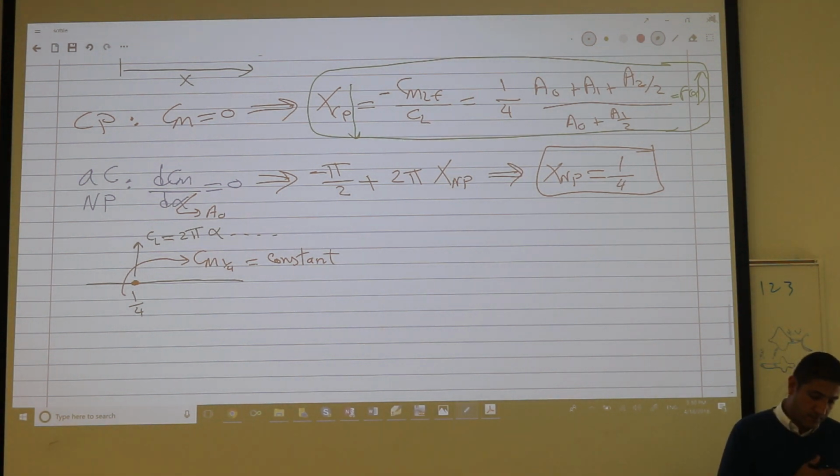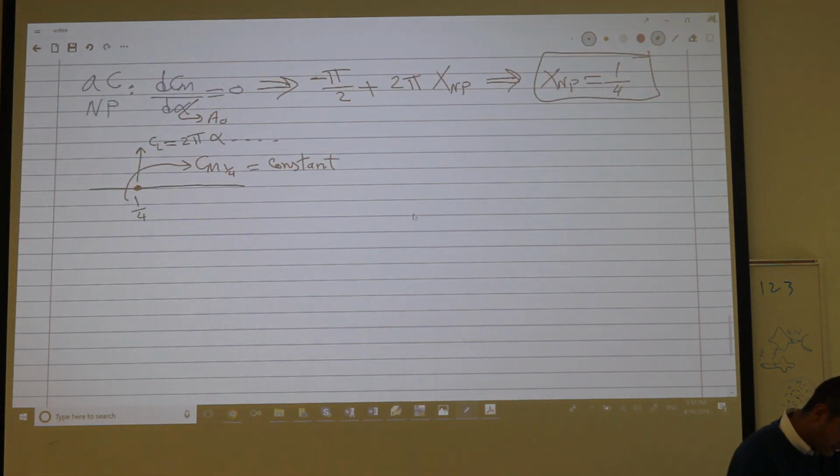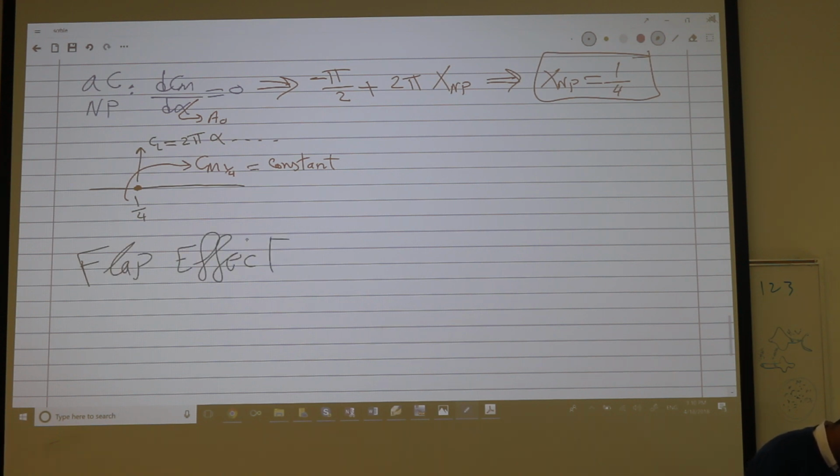Any question? So we got all these from the thin airfoil theory. It's very rich, you can keep going on. One of the problems in the homework also, I have 4 problems or something, and they are all educational. We got this problem: the flap effects. So you have your airfoil, and I have a hinge here, and you deflect your flap.